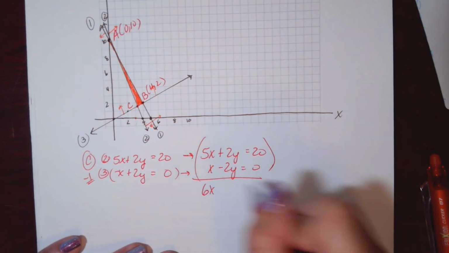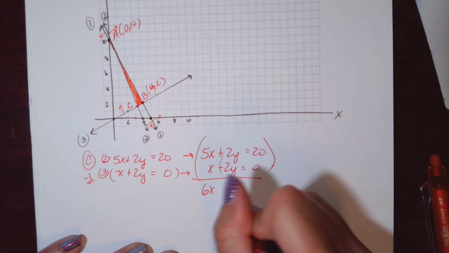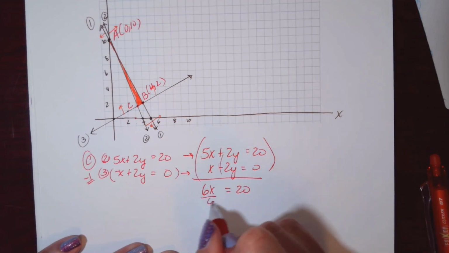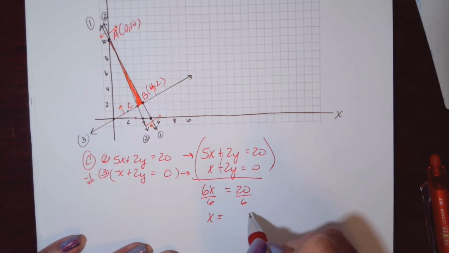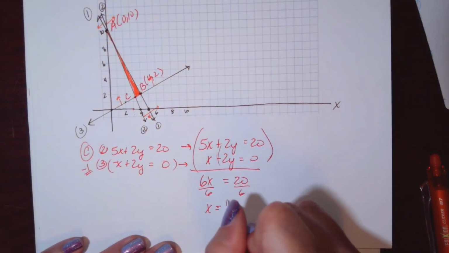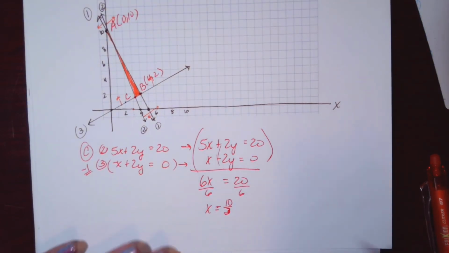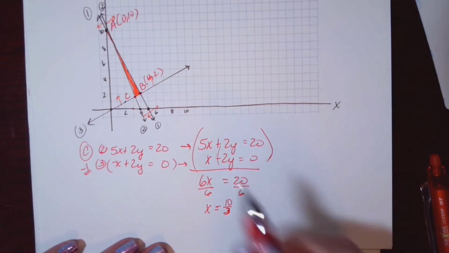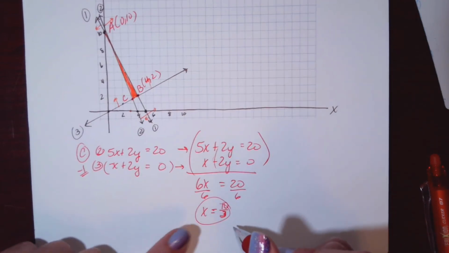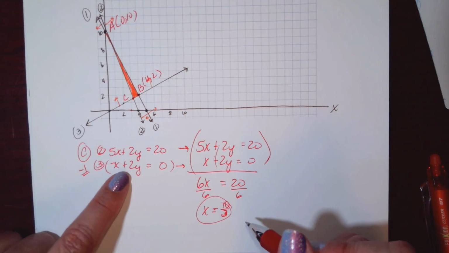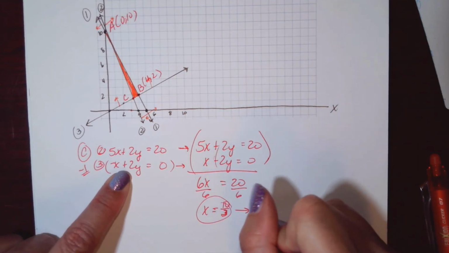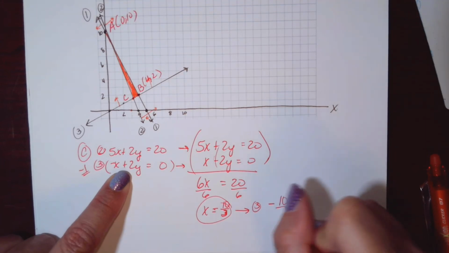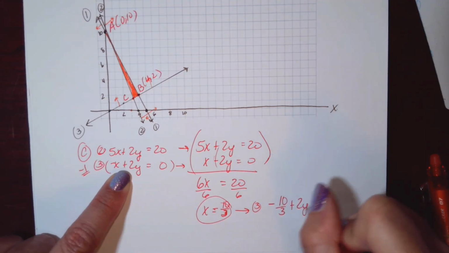I end up with 6x equals 20. So x would be 20 over 6. I can simplify that to 10 thirds. So that's the x coordinate. And I'm going to take that and plug it back in, here, into my third equation. Negative x, negative 10 thirds, plus 2y equals 0.